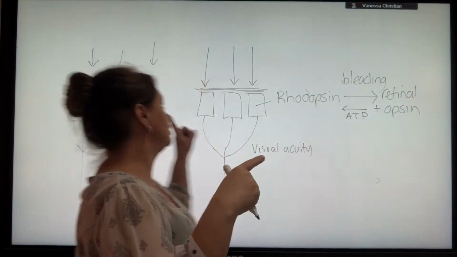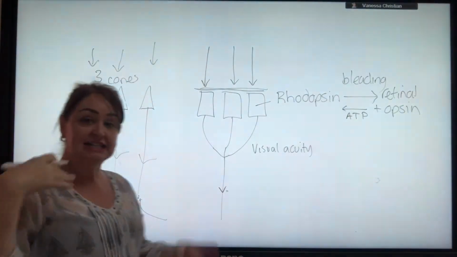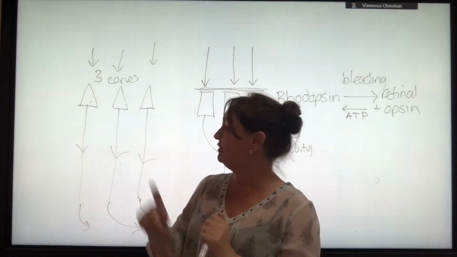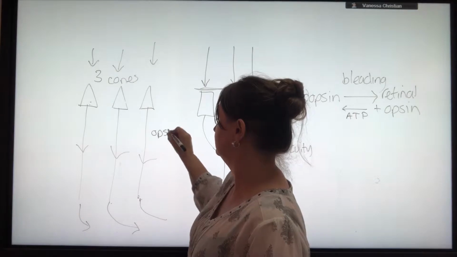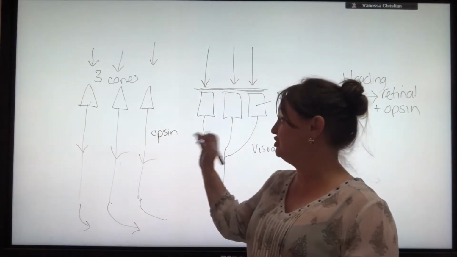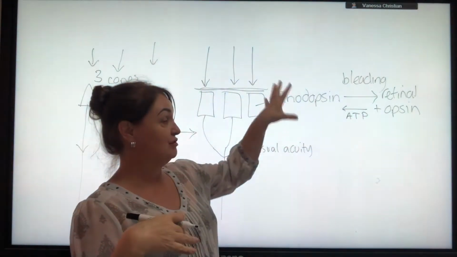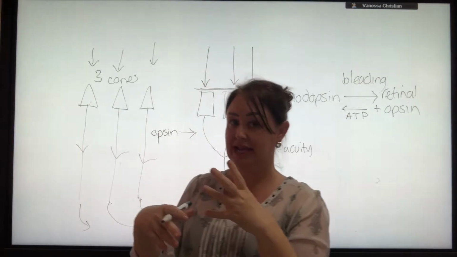Each type of cone cell, of which there are 3, contains a slightly different pigment, and that pigment is a type of opsin, and that opsin is literally just broken down in the same way that we have rhodopsin being broken down into retinal and opsin and then built back up again later.